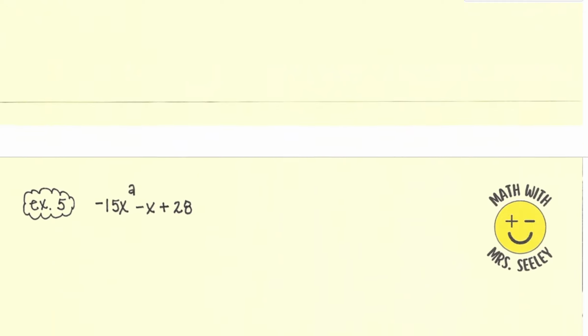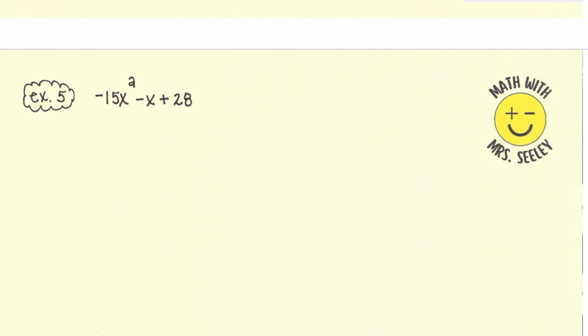Okay, let's try example 5. Now, look at example 5. In example 5, we've got this negative out front. Nobody really likes to factor with a negative for the first term. I mean, even a lot of us math teachers, we don't even like that either.